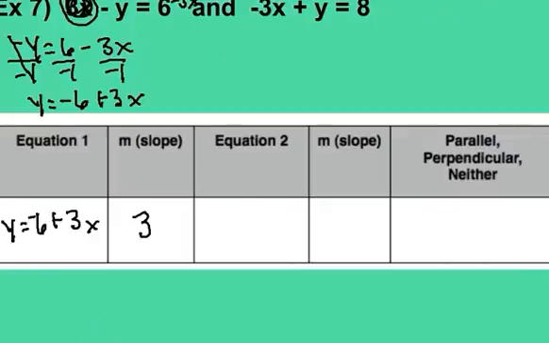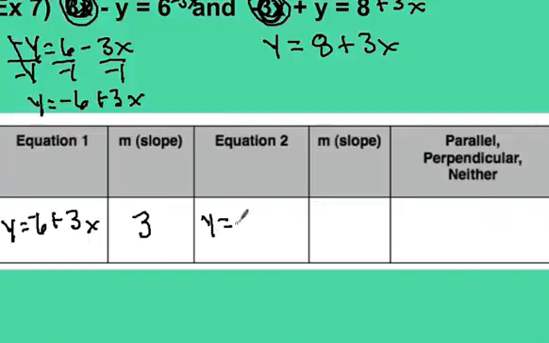For my second equation, I need to take negative 3x to the other side and make it positive 3x. So it disappears from the left side, and I have y equals 8 plus 3x. Since y was already by itself and it was positive, my equation would be y equals 8 plus 3x. So my slope is the number in front of x, which would be positive 3. And since these two lines have the same slope, they both have 3 for their slope, that means these two lines would have to be parallel.